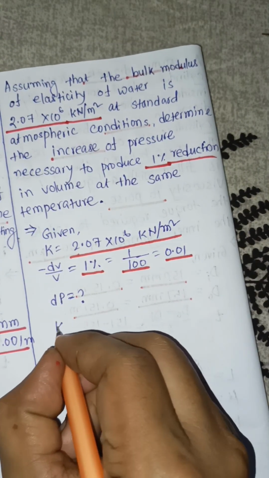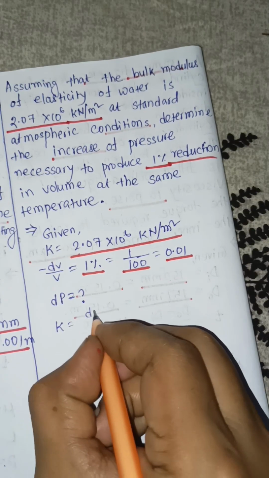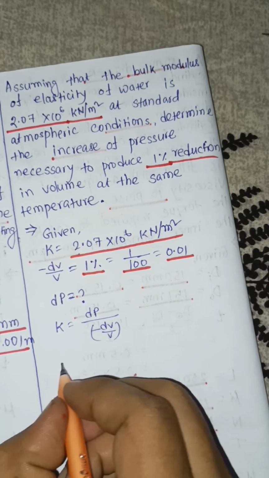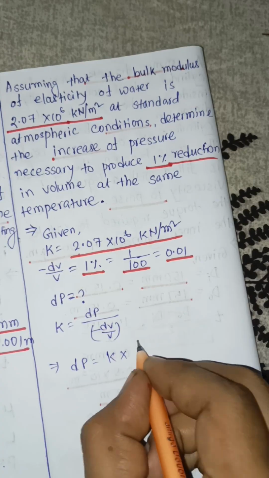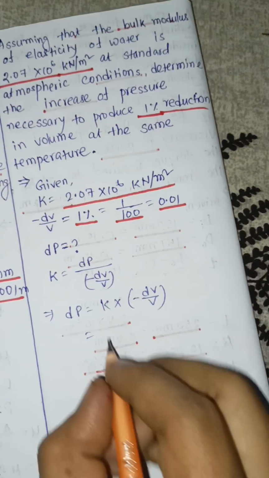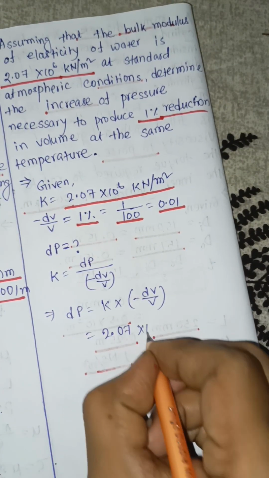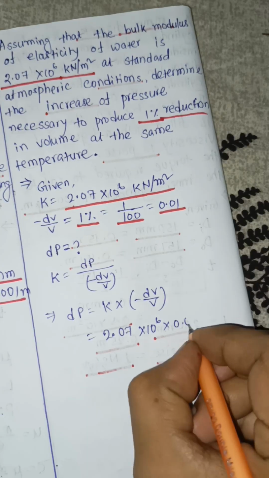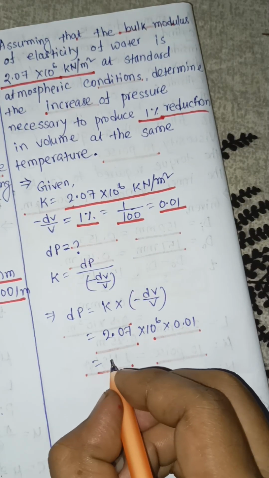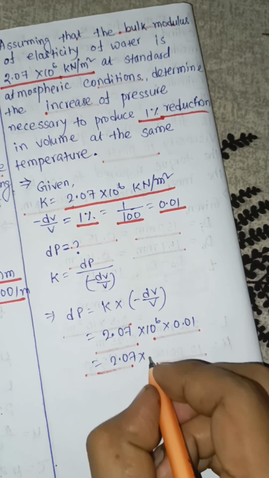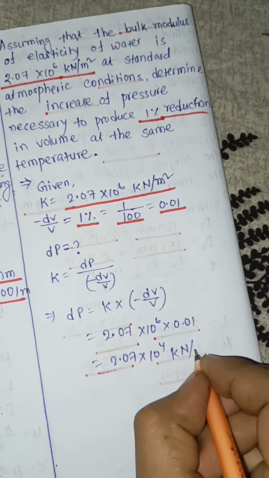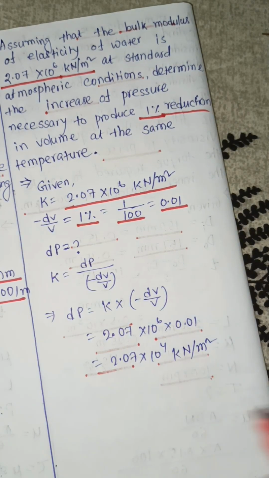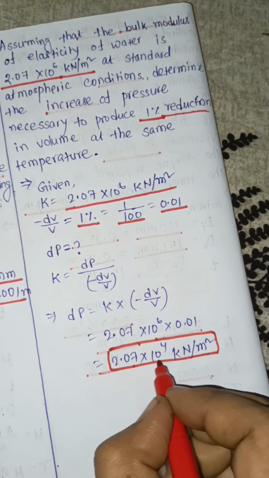From the bulk modulus formula we know that K is equal to dP divided by minus dV by V. So from here dP is equal to K into minus dV by V. What is the value of K? That is 2.07 into 10 to the power 6, and the value of minus dV by V, that is 0.01. So from here you get the value of dP, that is 2.07 into 10 to the power 4 kN per meter square. So our answer will be 2.07 into 10 to the power 4 kN per meter square.